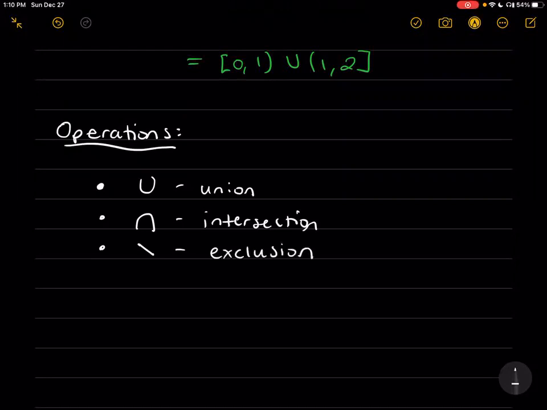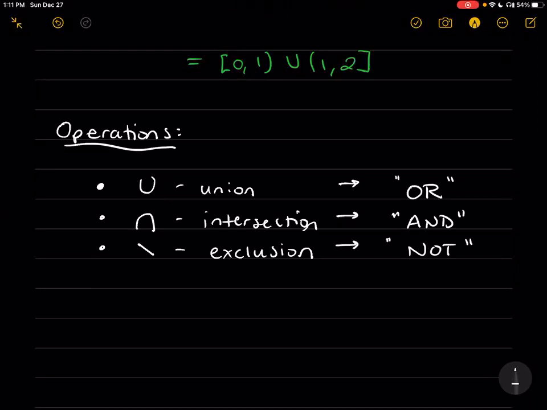Exclusion. And so when you see these symbols, I want you to, in your mind, associate them with some words. So the union is the or operator here. The intersection is the and operator, and the exclusion is the not. OK. Take a minute and think about that and try to see why each of those correlate with each of those words.